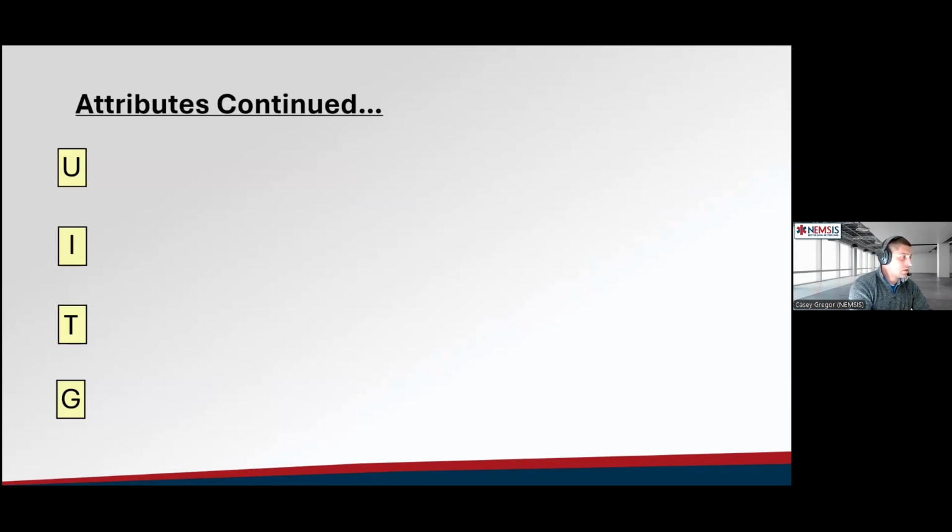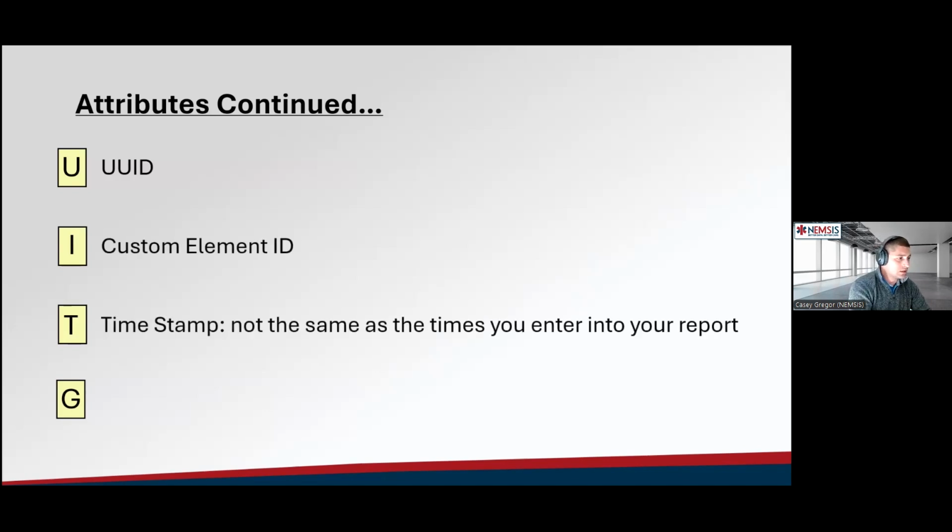Just to cover some of the other ones you might see, there's U, which allows for UUID, I, which is custom element ID, T is for timestamp, and then G is for procedure group correlation ID. As far as clinicians are concerned, these really don't matter when it comes to our documentation. A lot of this is kind of the background stuff, how things work there.